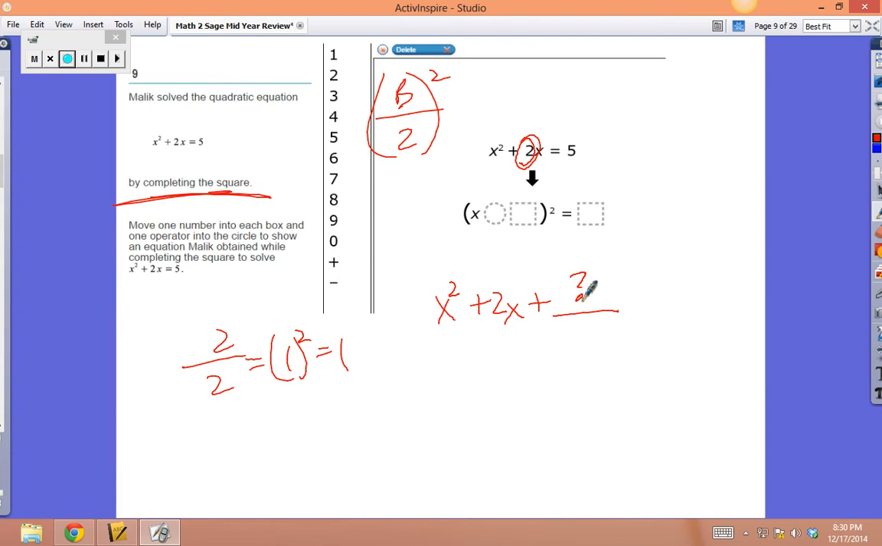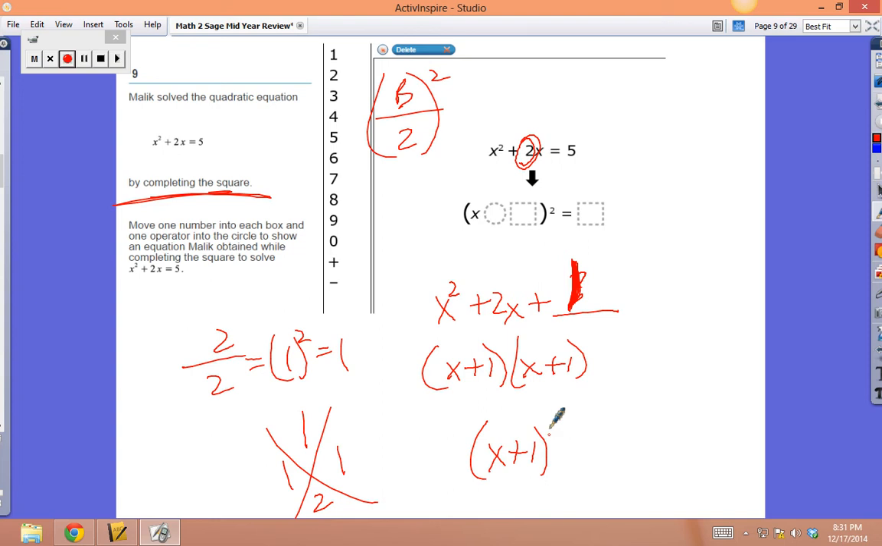So what you want to complete the square is you want a 1 here. Now look, if that's a 1, you're looking for something that's going to times and give you 1, but add and give you 2. And that is a 1 and a 1. So you can factor this to x plus 1 times x plus 1. It's always going to be times itself because that's the definition of a square. So you can rewrite that as x plus 1 squared.